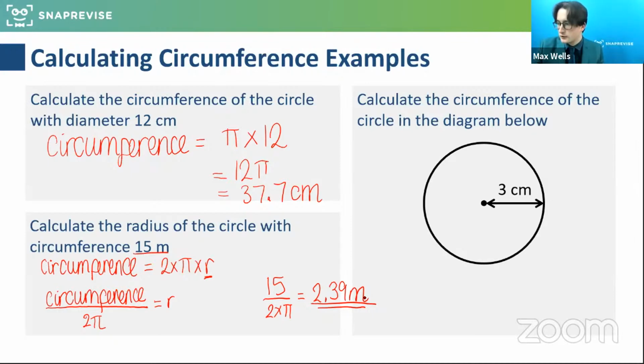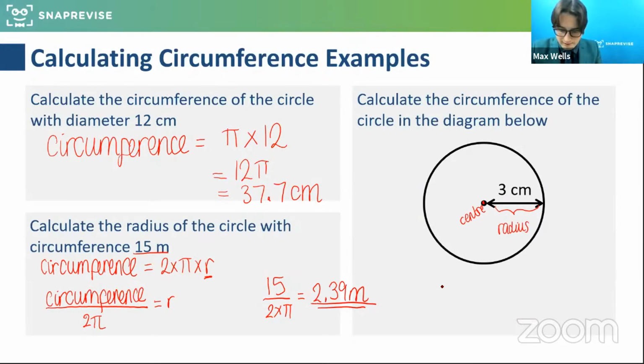Brilliant, great work. So next one, calculate the circumference of the circle in the diagram below. What value have they given us? So here's the center, this dot marks the center. What is this value of 3? What have we been given? We have been given this value, which is the radius. So we've got to think, so how do I get from there to the circumference?